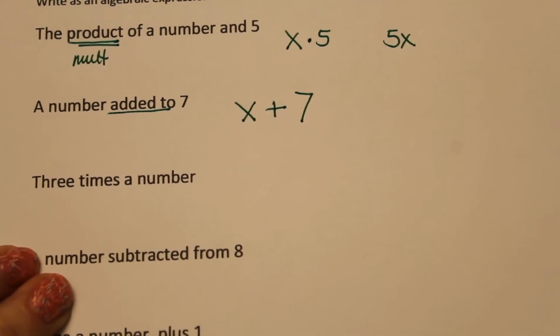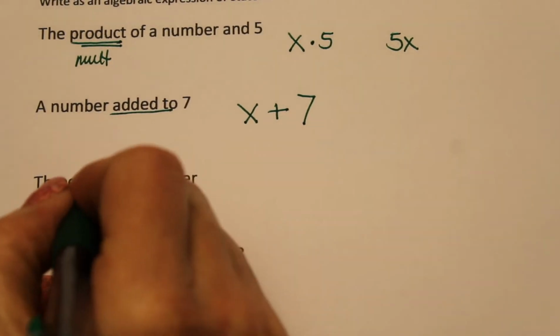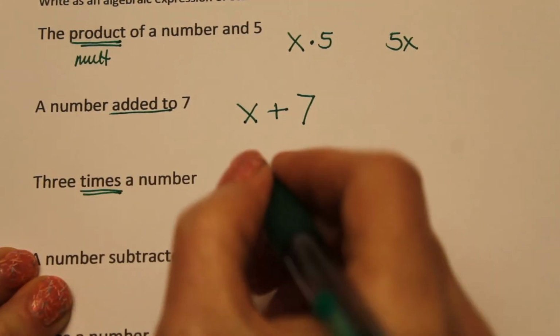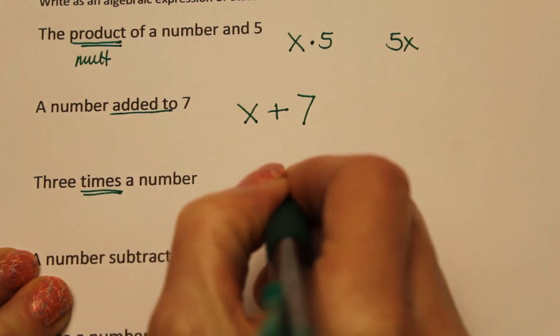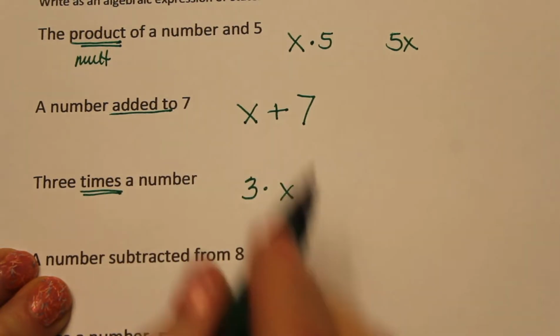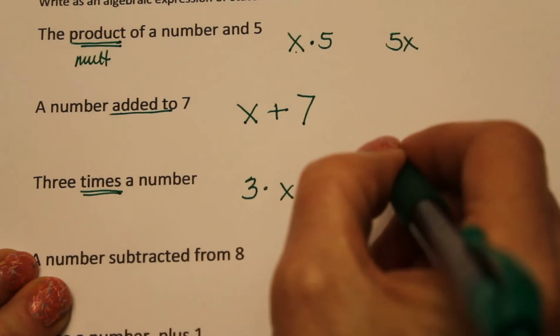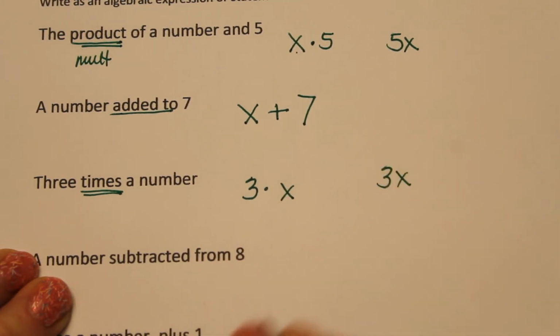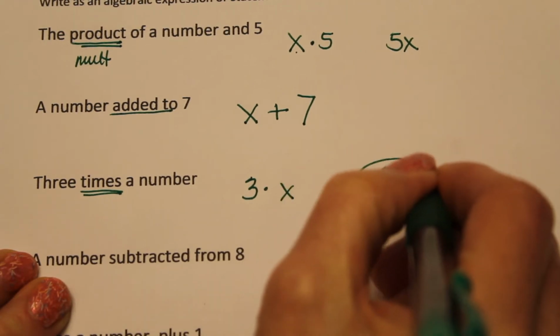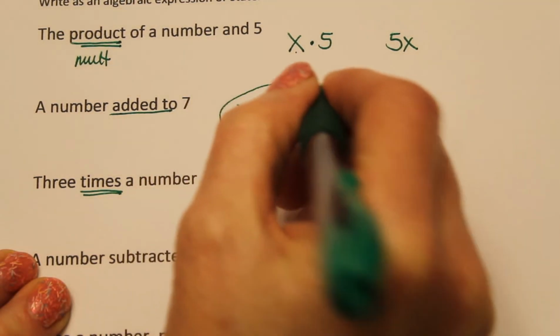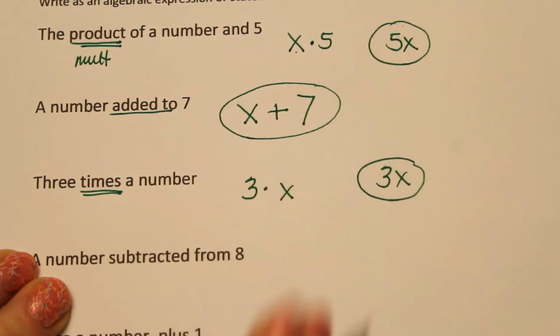How about 3 times, that is also going to be multiply. 3 times a number. And just like in our previous example, you could say 3 times x, but in algebra we're going to write that as 3x. That does mean 3 times x. Let me go ahead and circle the answers here.